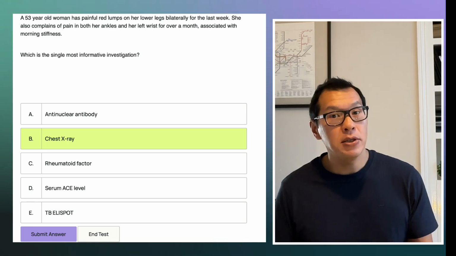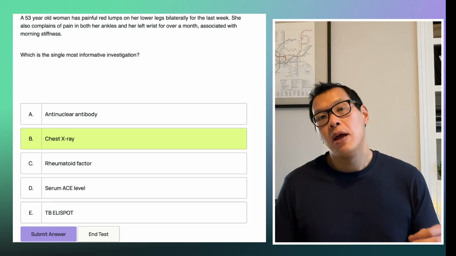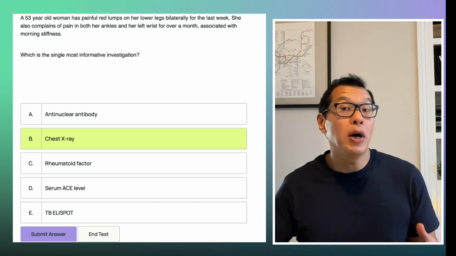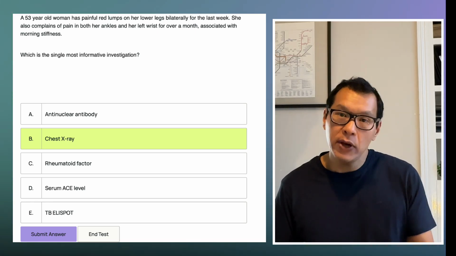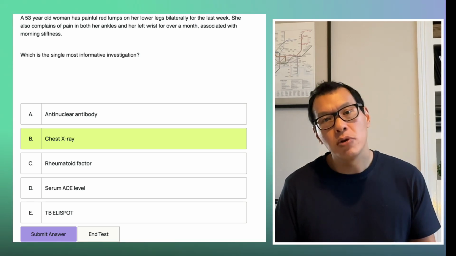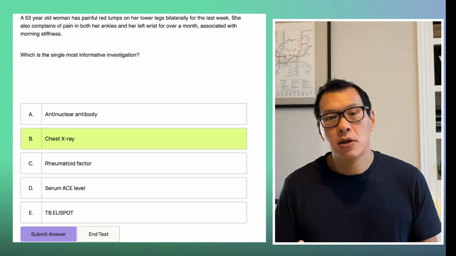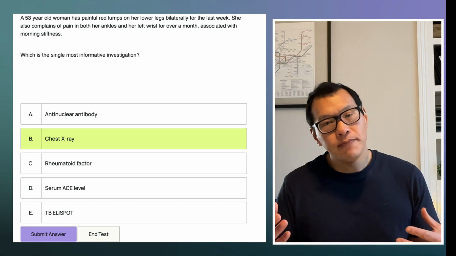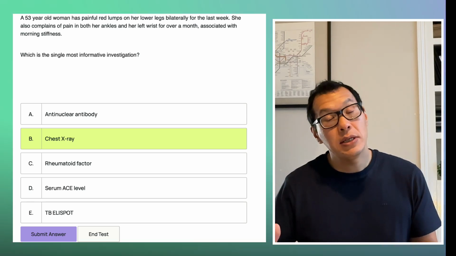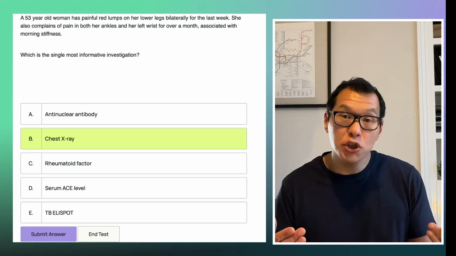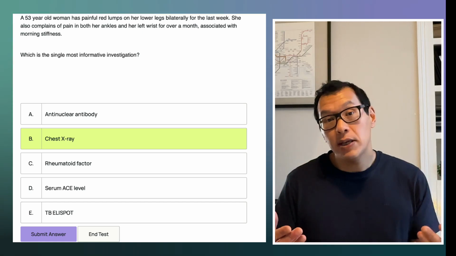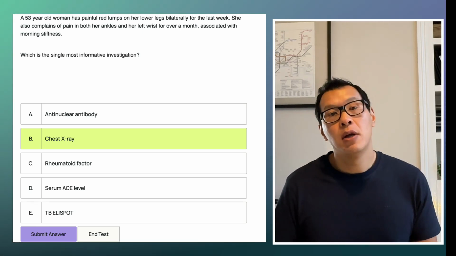Let's have a look at the distractors and go through them one by one briefly. A and A, well, there's non-specific, but you get positive A and A in conditions such as lupus, of course, which can give you rashes and joint pains. So that might be your distractor there. But with the rashes in lupus, it's more photosensitive rash, rashes on the face, malar rash, etc.